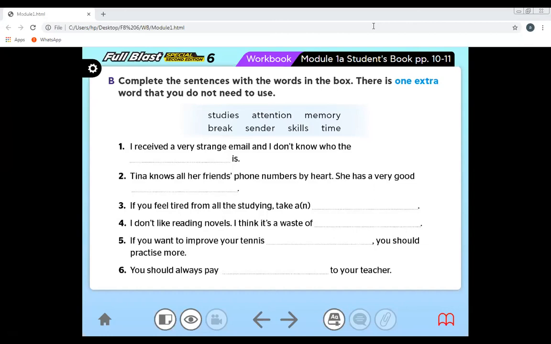Aisha Darwish. Yes, Aisha. Do you have your sheets? Do you have your sheets, Aisha?